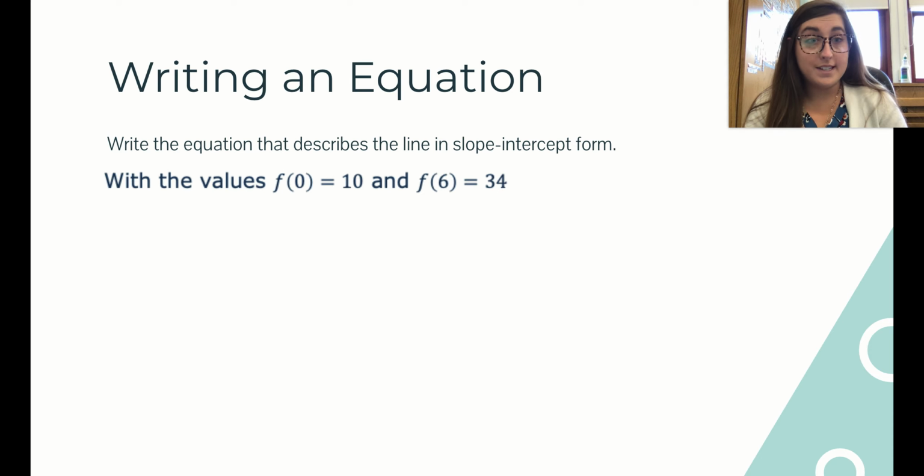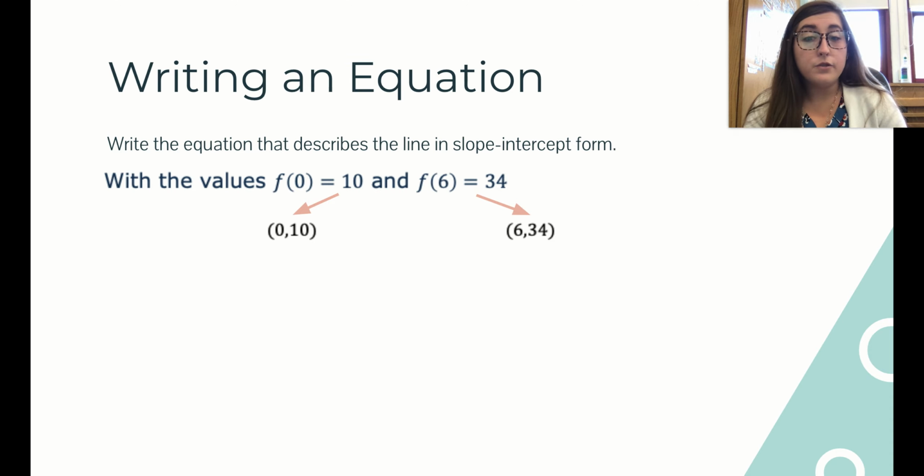Okay, another example. This is actually the same type of problem we just did. It may look different, but it is the exact same problem. So when you have f of 0 equaling 10, that's just telling you you have the point (0, 10), where 0 is your input and 10 is your output. So (0, 10) is (x, y). Then you have the point (6, 34). Your input is x and your output is y. So now you have 2 points.